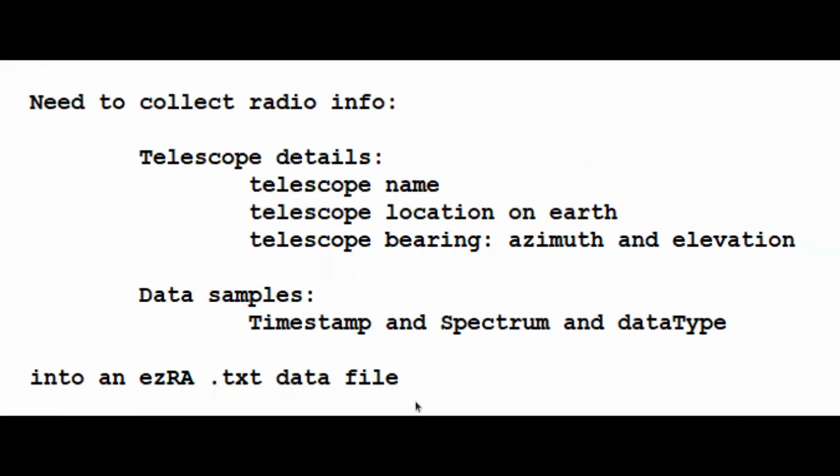I think we need to collect the telescope details, like the telescope name, where the telescope is on the Earth, that would be the latitude, longitude, and the altitude above mean sea level.